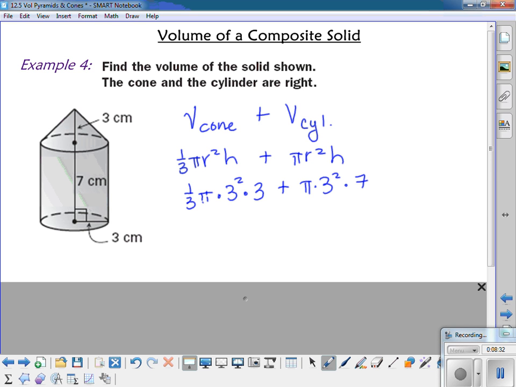All right, so the radius is 3, and the height of the cone is 3. For the cylinder, the radius is 3, but the height is 7. So if we multiply that together, we get 9 pi plus 63 pi. That adds up to 72 pi, so your exact volume would be 72 pi. If you put that in your calculator, it comes out to 226.2 cubic centimeters.